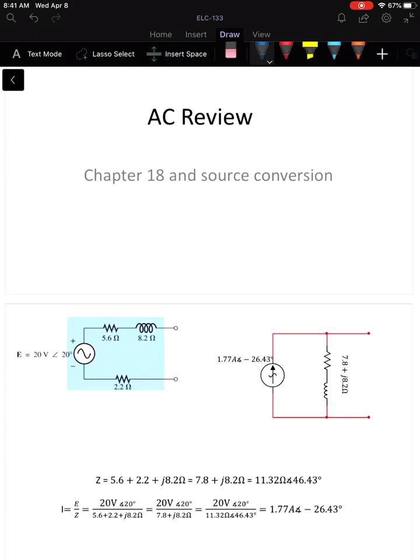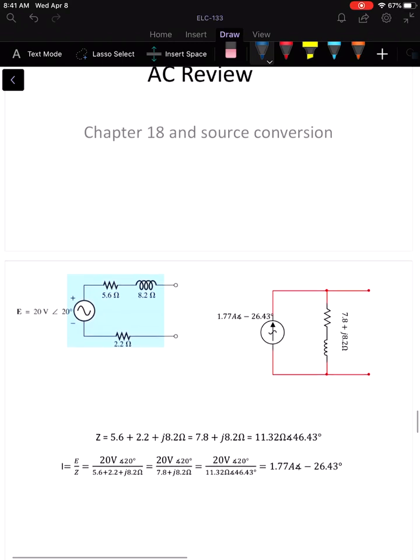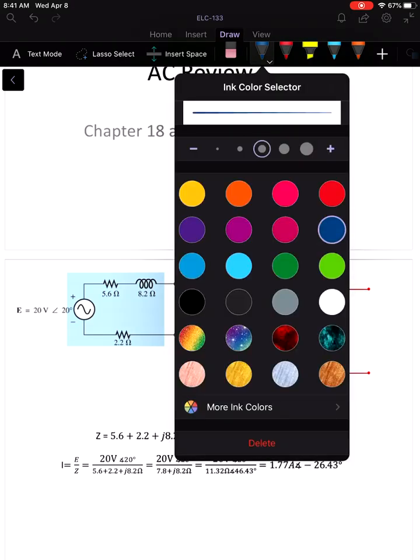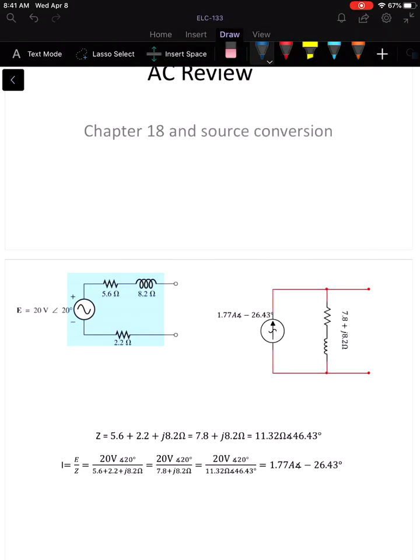Let's review our AC source conversion. Here in the first problem, we have a voltage source with series impedance. So the first step would be to calculate our series impedance. We've got two resistors, a 5.6 and a 2.2. We would add those for the resistive portion of our impedance, plus 8.2j, which is the reactive portion. That gives us our total impedance of 7.8 plus 8.2j, or 11.32 at 46.43.